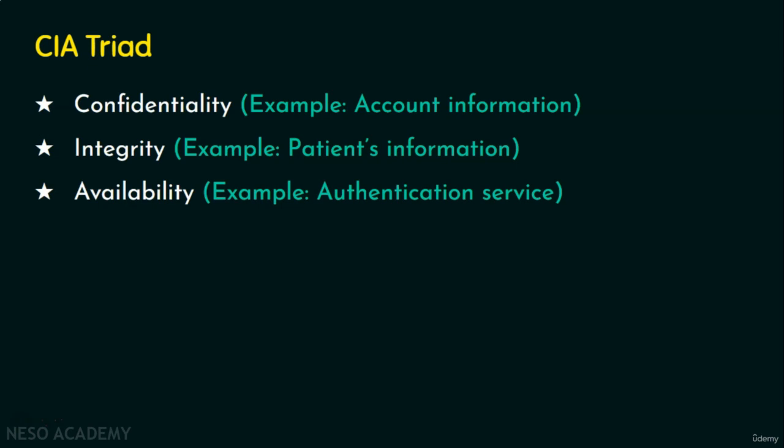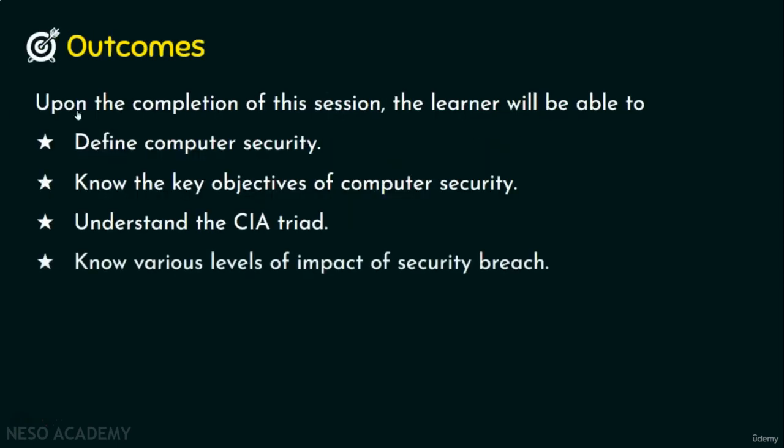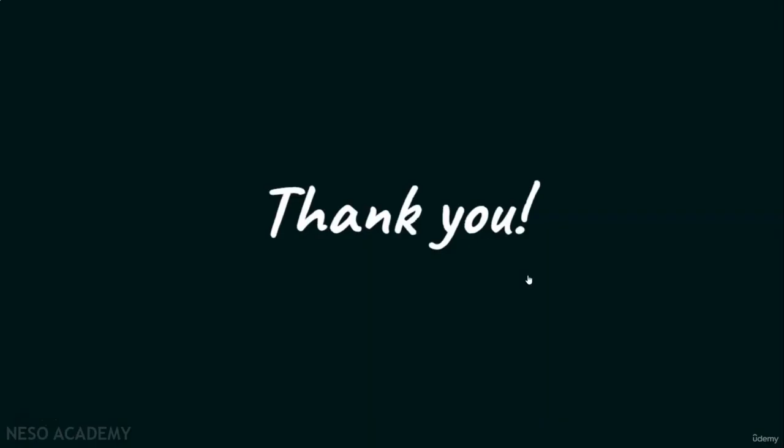I hope these examples will help you to understand what confidentiality, integrity and availability are. And that's it, guys. I hope now you understood the computer security, the key objectives of computer security. We also understood the CIA Triad and we have also seen various levels of impact of security breach. I hope you guys enjoyed today's lecture.